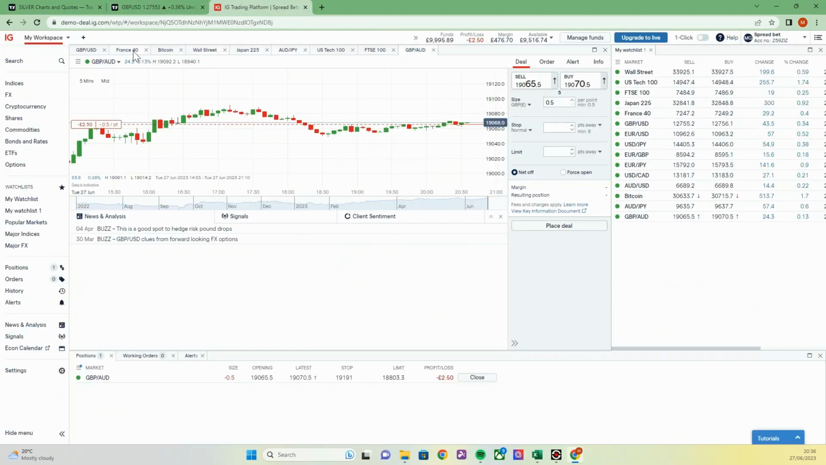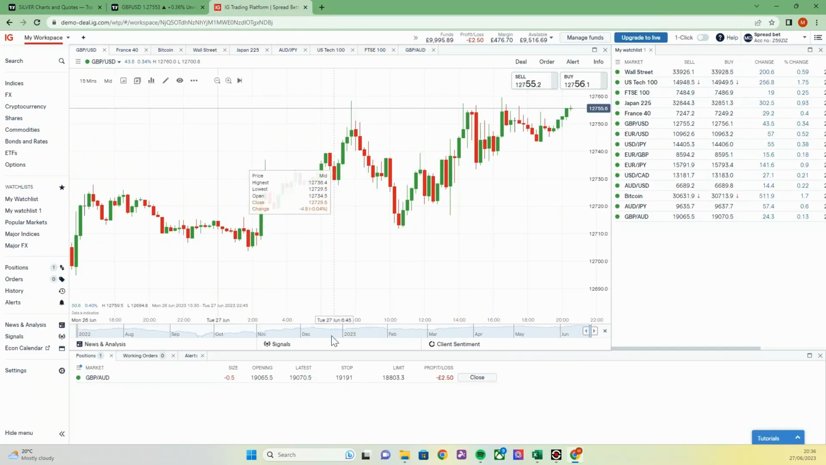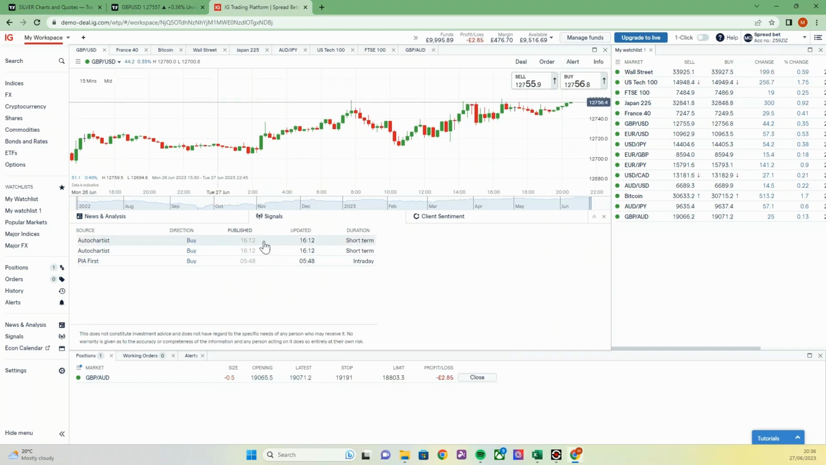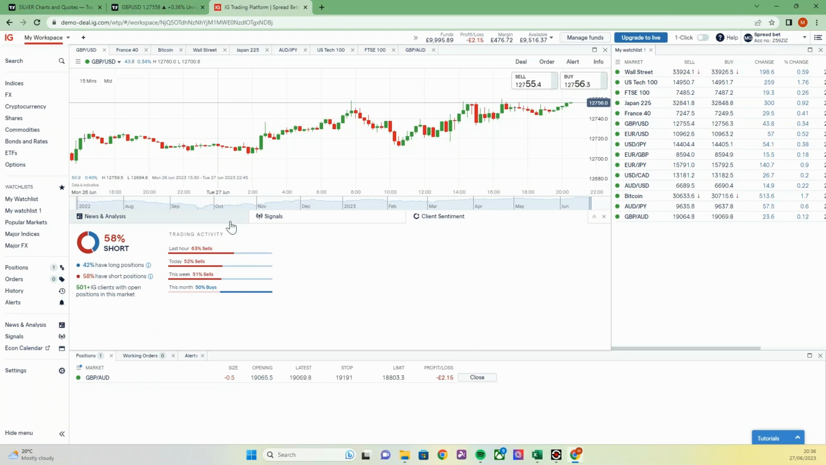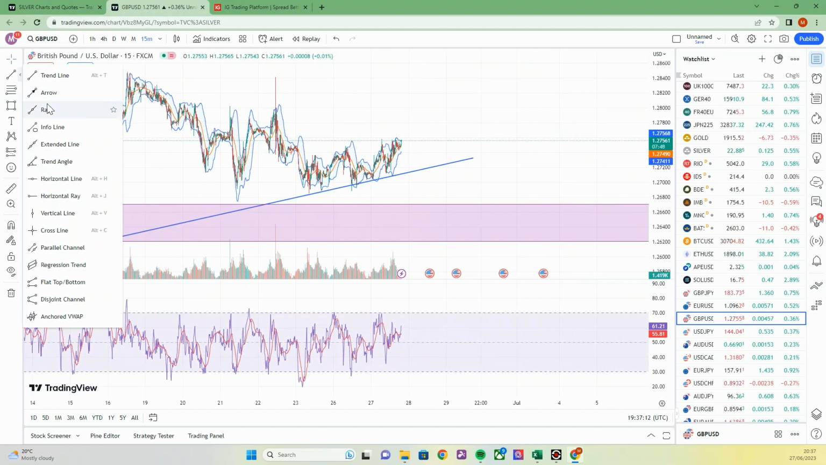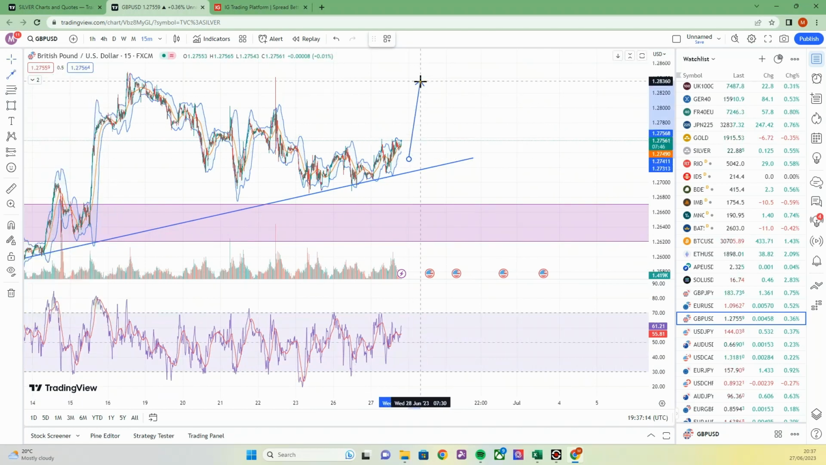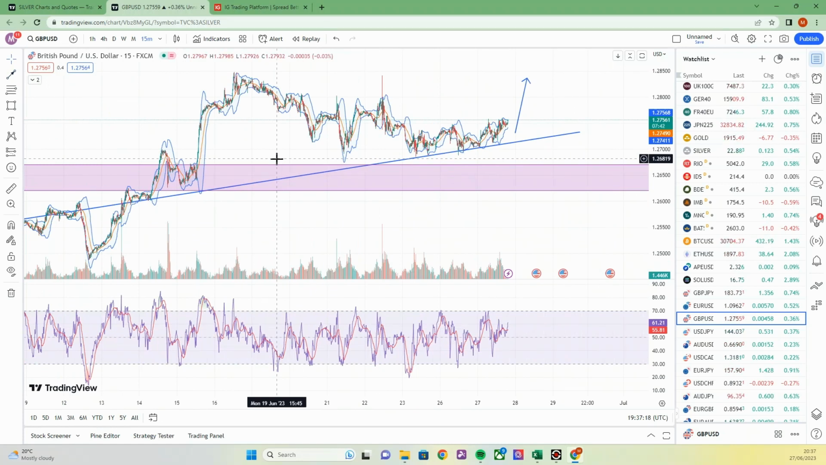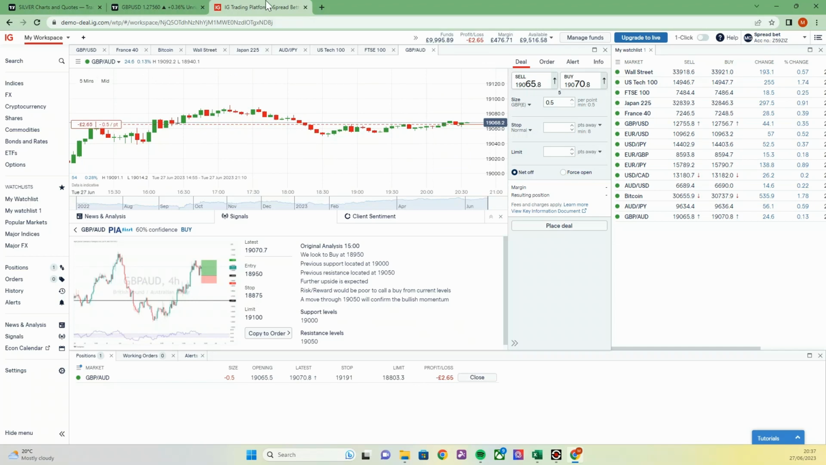GBP USD. I have it on here. What's the signals? Buy, buy, buy. Fair enough. Short term, intraday, 58% short in it. So it does look like it's going to go up. I'm not going to make a trade. But then the British pound said it's slumping. Okay.